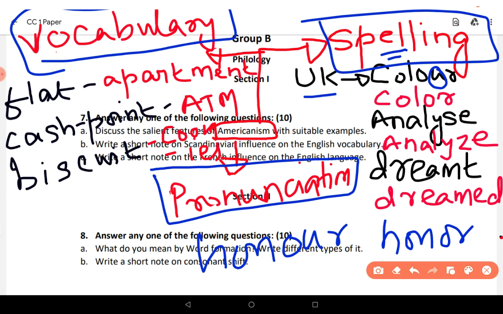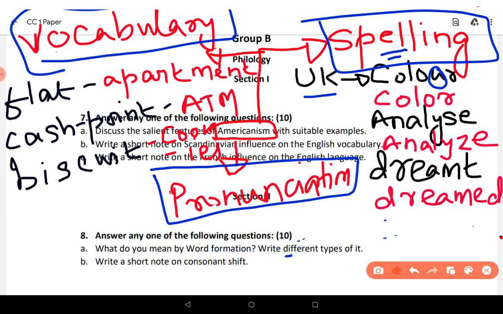All right, then there are other words like analyse and analyze. You can see in UK they use SE, in America they use ZE. Certain words they do like dream, past tense of dream, in UK they write dreamt. Oh, so sorry. In UK they write dreamt, but in USA they use ed. So these are certain differences based on the spelling.